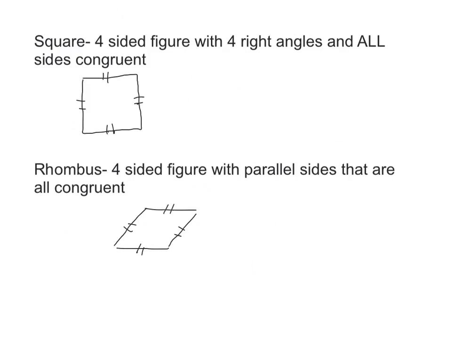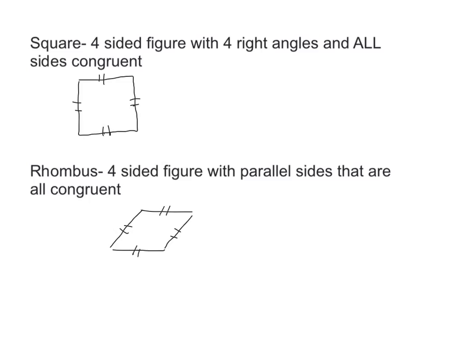Next, a square is also a four-sided figure with four right angles. Oh, wrong button. With four right angles. But in a square, all of the sides are congruent, meaning that they are the same size. So that is very important with a square.